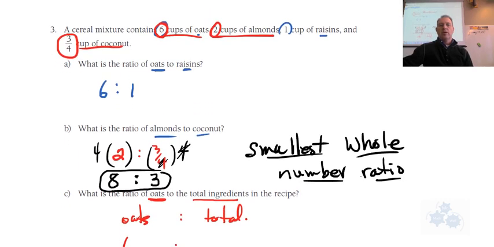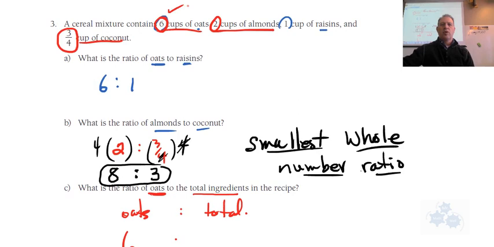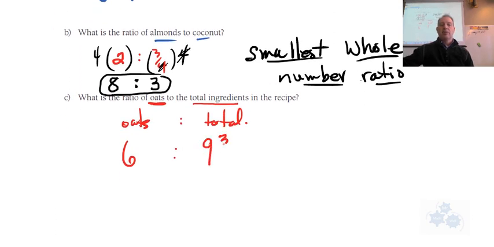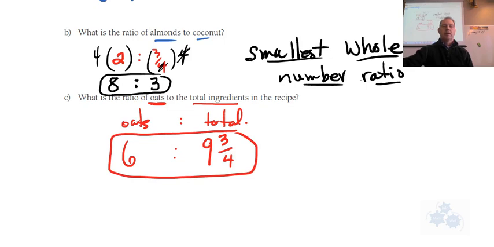Well, what's the total? Oh, the total is going to be 6 plus 2 plus 1 plus 3/4. Okay? So 6 plus 2 plus 1 is 9. And then we have 3/4. All right? So that is the ratio of oats to total ingredients, 6 to 9 3/4. So that would be your first step.